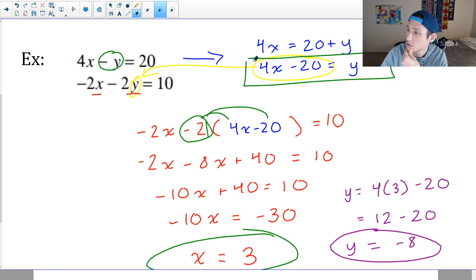But that means it's really easy to isolate. So I rearrange this equation into y equals 4x minus 20. Then we substitute the 4x minus 20 in for the y in the second equation, which gives us this. We distribute, combine like terms, and solve for x, and we get x equals 3. Once we get x equals 3, we can plug that back into our original equation to get the y value. So that's substitution: solve for one of the variables, plug it into the other equation.